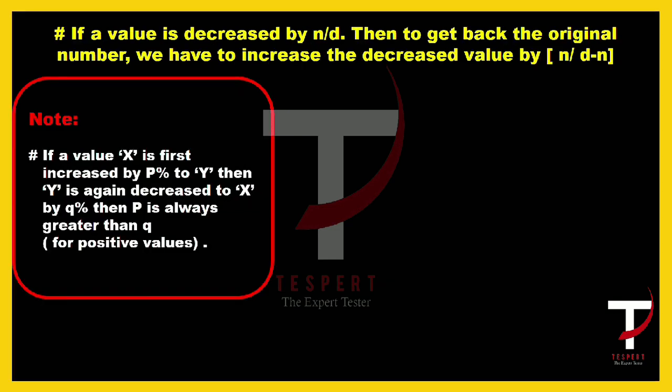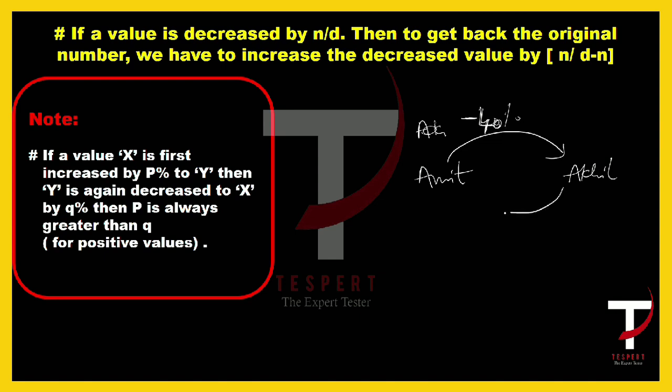On the contrary, if a value is decreased by n by d, then to get back to the original number, we have to increase the decreased value by n by d minus n. So let's take the same example. We'll consider Amit here, and here Akhil. How many books lesser than Akhil does Amit have? 40% lesser than Akhil. So I'm putting minus here, lesser than Akhil.